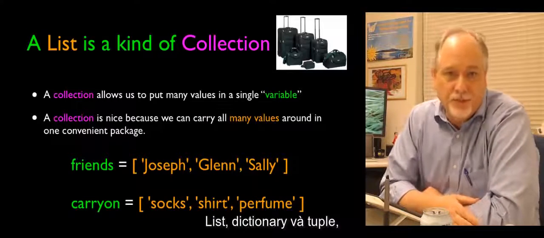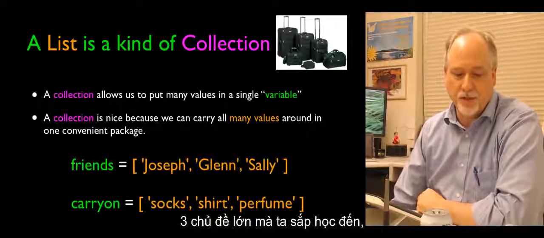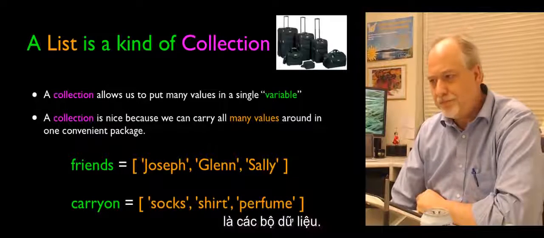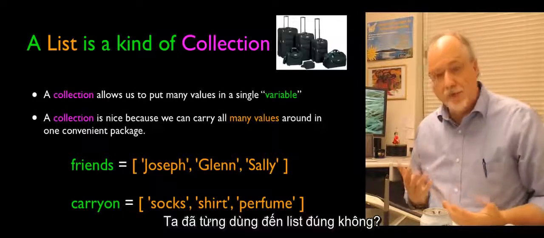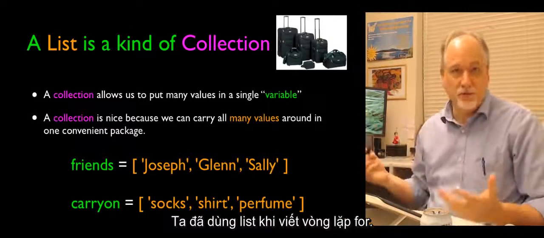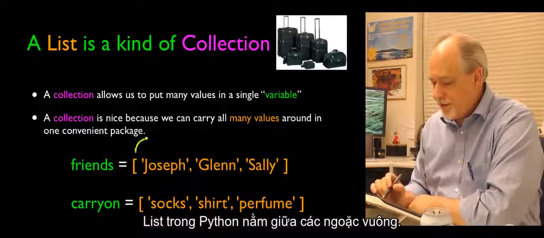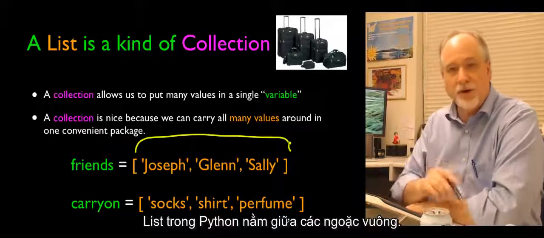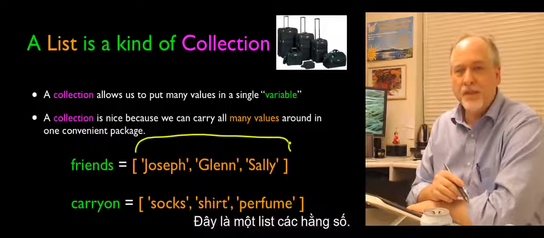Lists, dictionaries, and tuples, the next three big topics we're going to talk about, are collections. And we've been doing lists already, right? We've been doing lists when we were doing for loops. A list in Python is something that has square braces. This is a constant list.